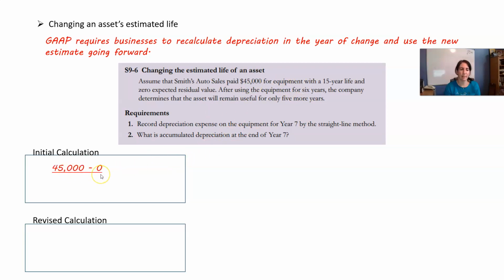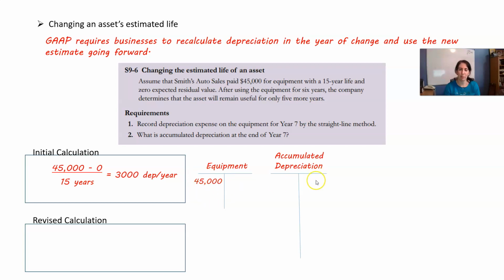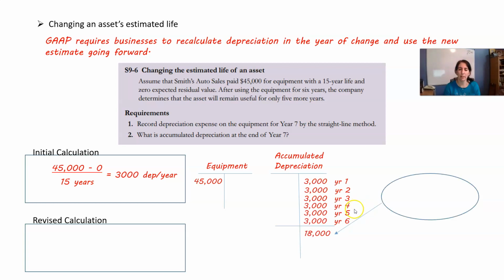Well, it would have been 45,000 minus 0, straight line, divided by the number of years, 15 years. That's $3,000 per year. So if we did this in a T account, and I did this to illustrate the point, you'd have the $45,000 for the equipment, and the accumulated depreciation. You would have depreciated this asset for 6 years. So you've got year 1, 2, 3, 4, 5, 6. Right? So at this point, it's $18,000. That's my accumulated depreciation after 6 years of using it. So if I take 45,000 less the 18,000 accumulated depreciation, we have a $27,000 net book value.